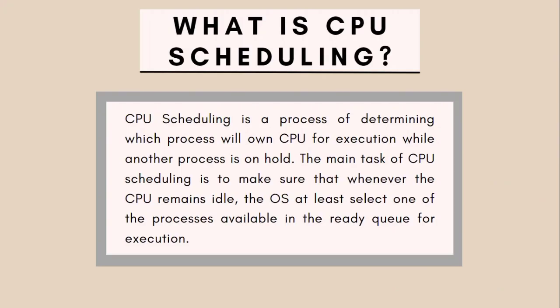What is CPU scheduling? CPU scheduling is a process of determining which process will own the CPU for execution while another process is on hold. The main task of CPU scheduling is to make sure that whenever the CPU remains idle, the OS selects at least one of the processes available in the ready queue for execution.